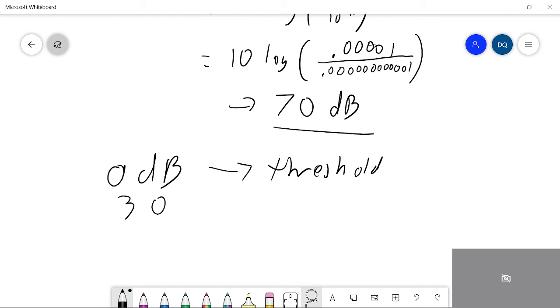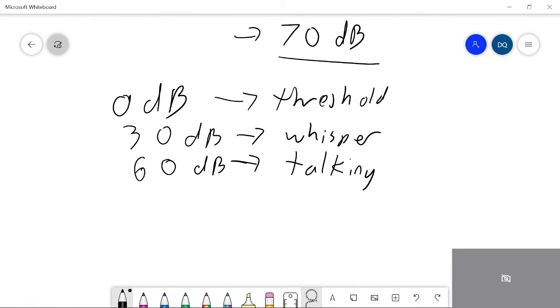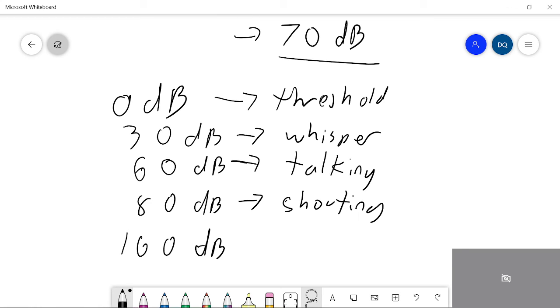Then 30 decibels is a whisper. 60 decibels is somebody talking. 80 decibels is somebody shouting. And 160 decibels, if you've ever been to the air show, that's the sound of a jet engine.